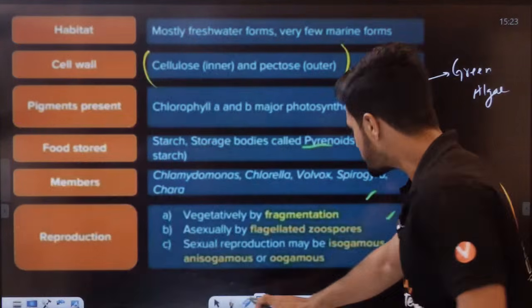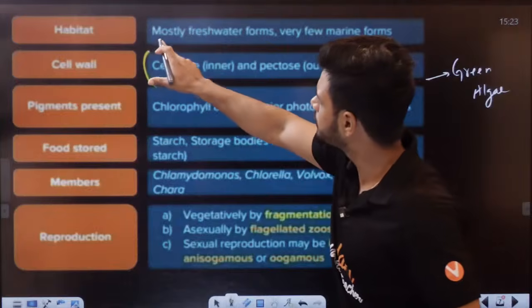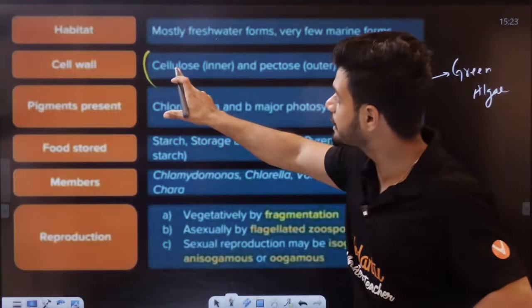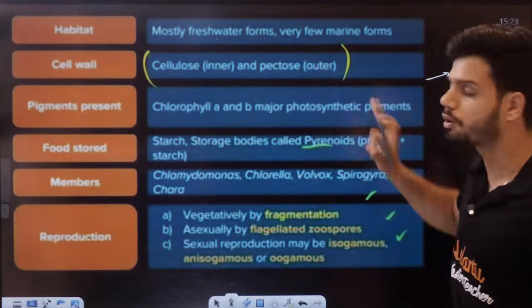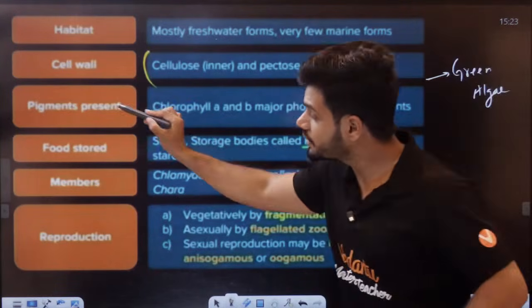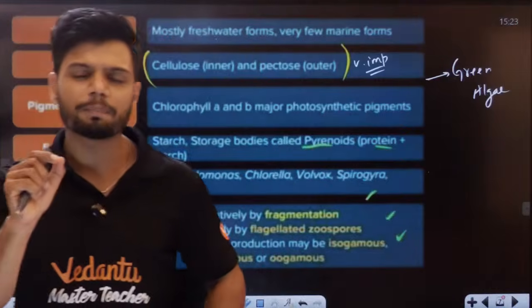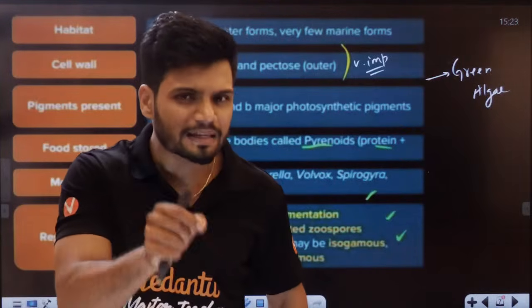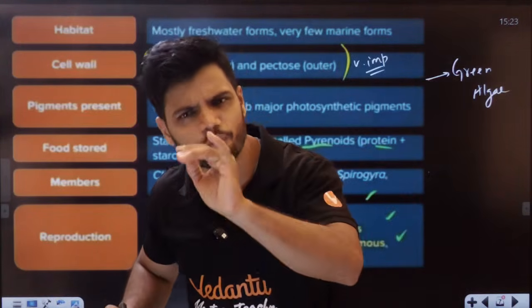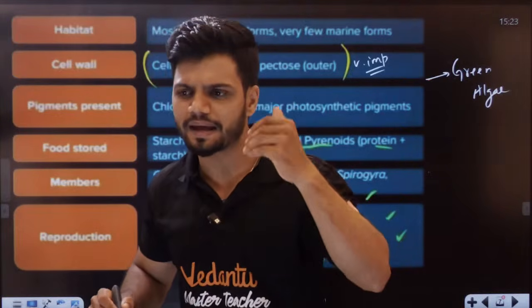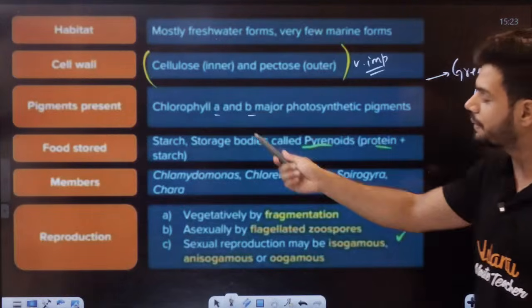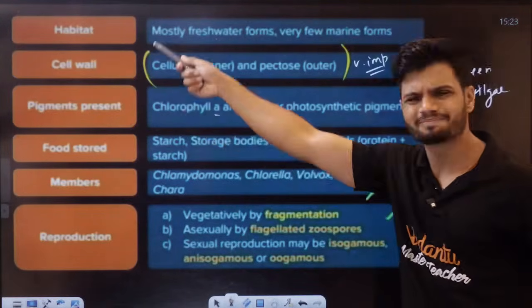Okay. Now, let's understand one by one. The habitat is mostly fresh water, and also marine. What is the cell wall made up of? Cellulose on the inside and pectose on the outside. This is very important, you have to remember this. Then, what are the pigments present inside? In the case of green algae, chlorophyll A is very common. Chlorophyll is present in every algae. Chlorophyll A is the common pigment in every algae. Now, chlorophyll B is the second pigment here. So please remember chlorophyll A and chlorophyll B, the two pigments for your Chlorophyceae.